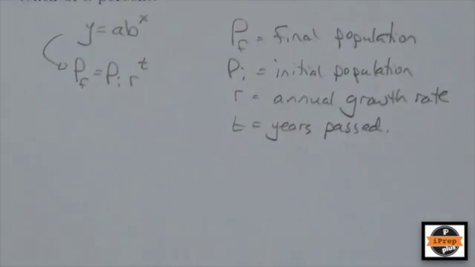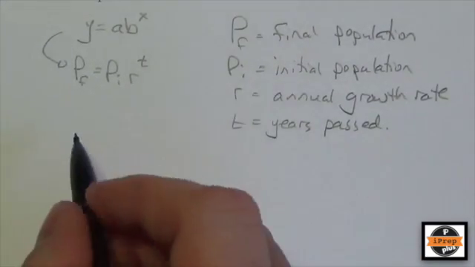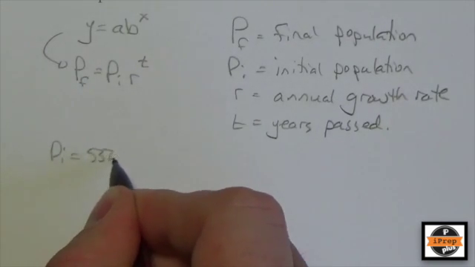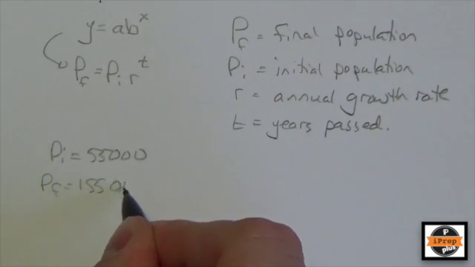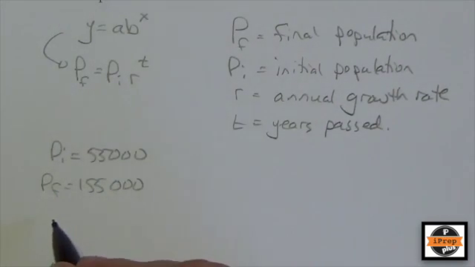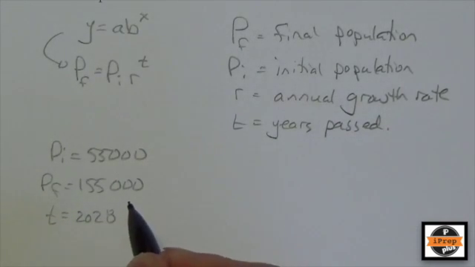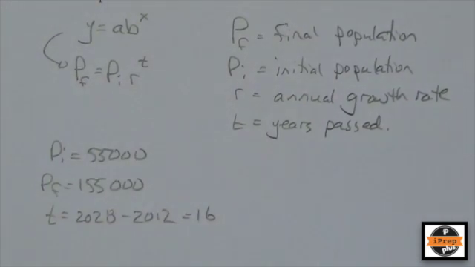Based on that, t is probably going to require the most work. We already know that the initial population was 55,000 and that the final population we're projecting is 155,000. Now the question is, what's going to be the t here? How many years have passed? Well, we see in the question that we're ending at the year 2028, but we started in 2012, so that's 16 years that have passed since the beginning measurement was taken.